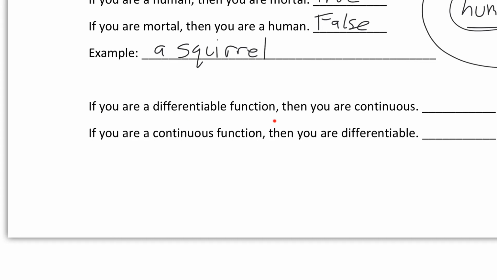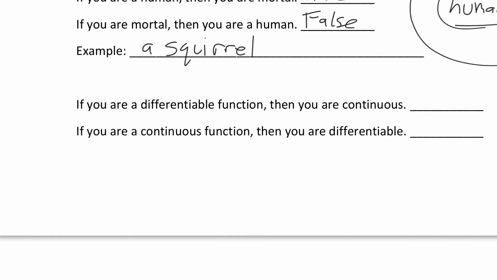If you are a differentiable function, then you are continuous. Is that a true statement? Well, let's think about it. If you're differentiable, are you then automatically continuous? I think so. I think that is true. That is definitely true. We just proved that that was true. 100%. But if you are a continuous function, then you are differentiable. If we just go ahead and switch those around, is every continuous function differentiable?